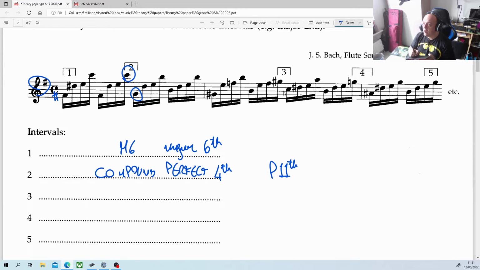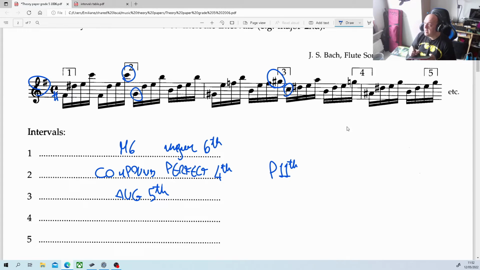Next interval. Okay, what do I get? I get a G sharp on top and a C natural at the bottom. C natural, yeah? Okay, so that's an augmented fifth. C, G, perfect fifth. The G sharp makes it bigger, makes it a semitone bigger than perfect, augmented.